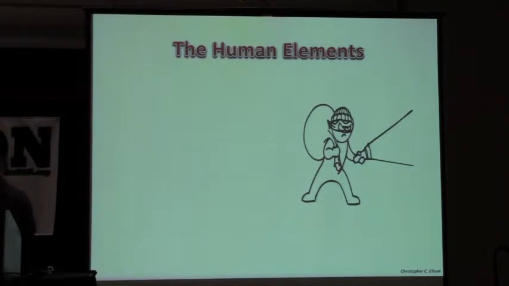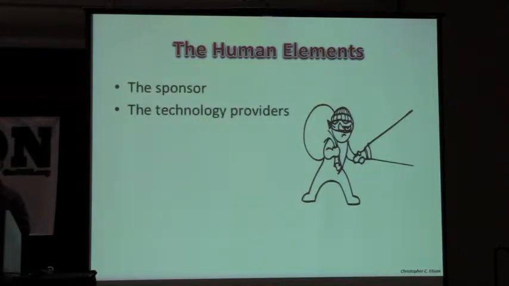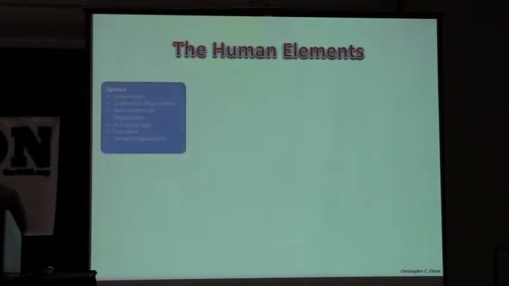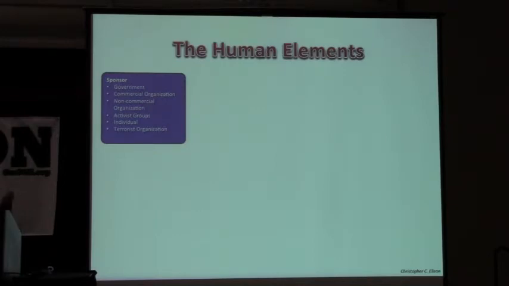The human elements. So of course, behind the technology, there are humans that are profiting and providing all of this technology. We have the sponsor, the technology providers, the cybercrime boss, the money mules, and those four, actually when you break it down, let's say the sponsor. The sponsor can be a government, commercial organization, non-commercial organization, activist groups. Usually this is the individual with the money. This is the individual that would say, okay, I need to do this, but I want to be discreet about it, so I pay somebody else to do it.